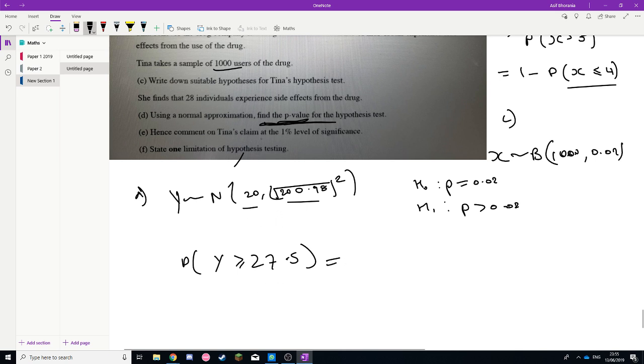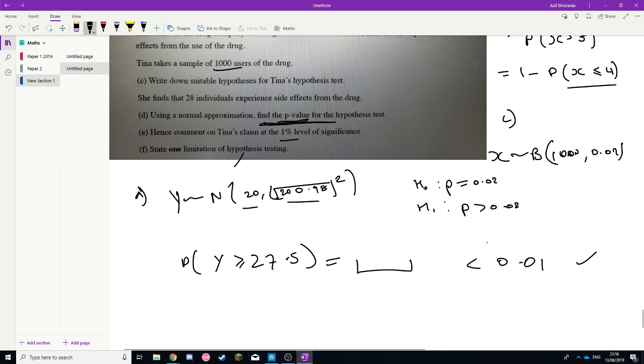Hence, comment on Tina's claim at the 1% level of significance. At the 1% level, whatever this probability is, if it is less than 0.01, then you can reject H naught. That means Tina's claim is correct.